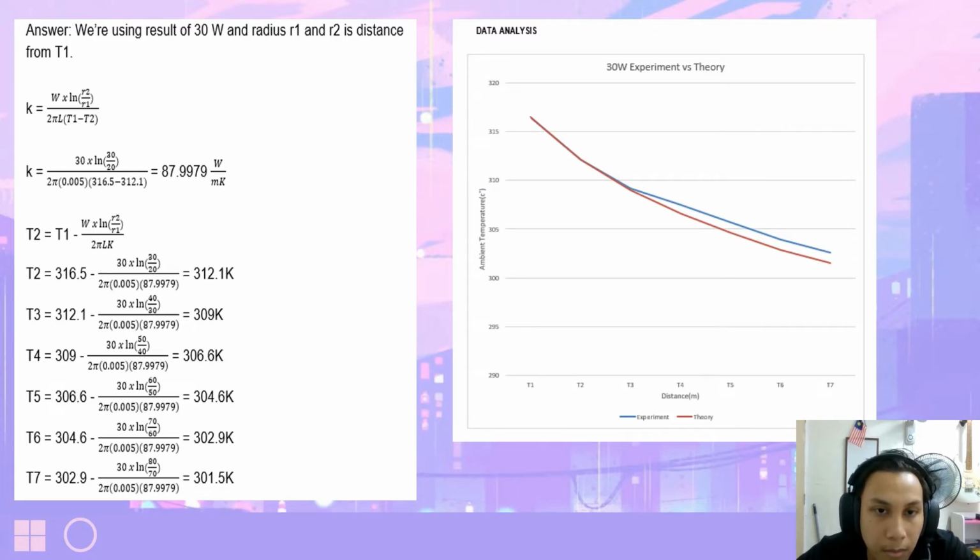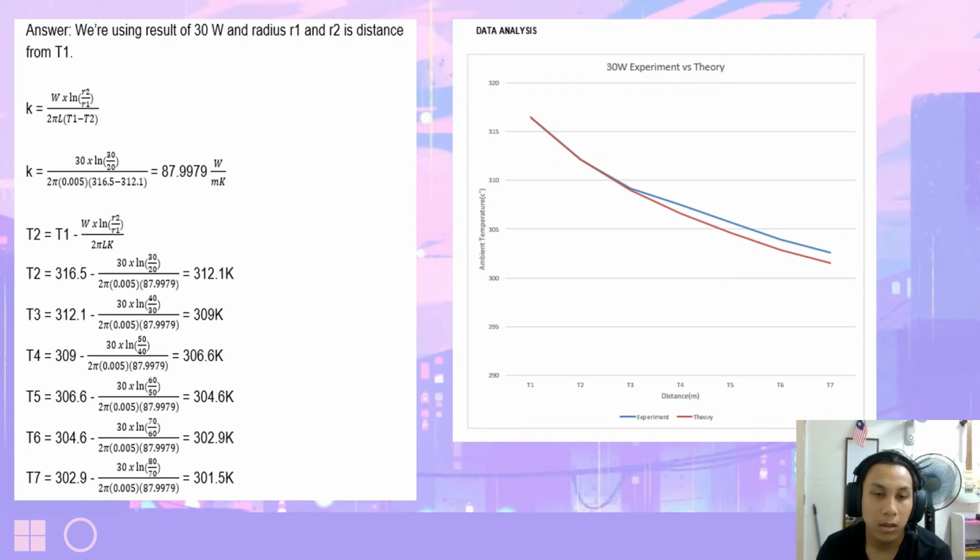For example, temperature 2 is 316.5 minus 30 multiplied by ln 30 divided by 2, and divided by 2 pi 0.005 multiplied by 87.9979. Then we will get temperature 2, which is 312.1 Kelvin. The unit for this temperature is Kelvin.